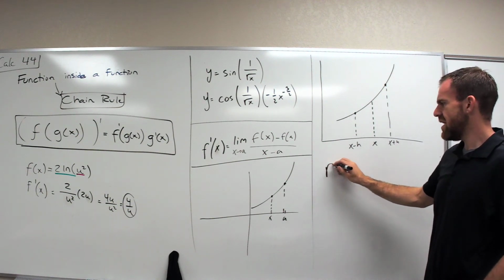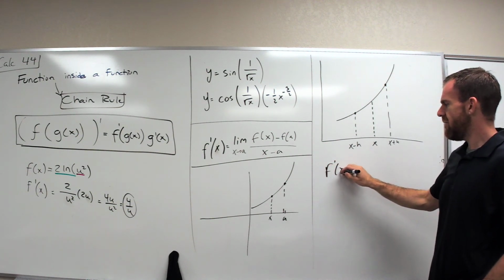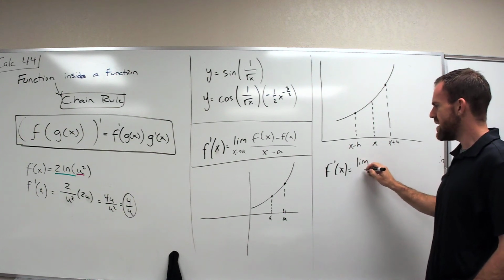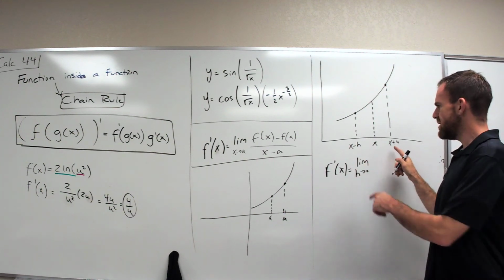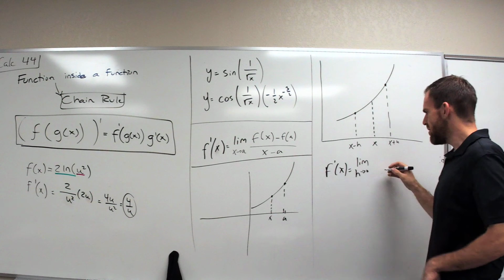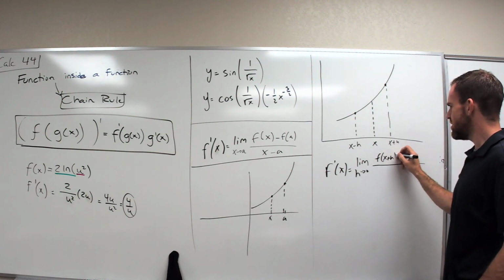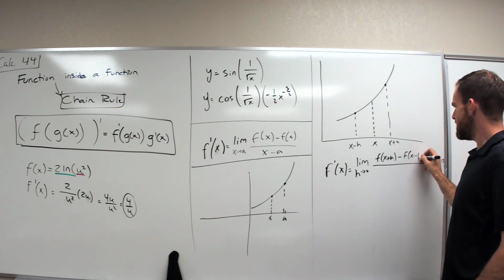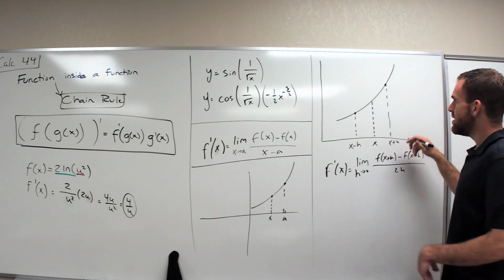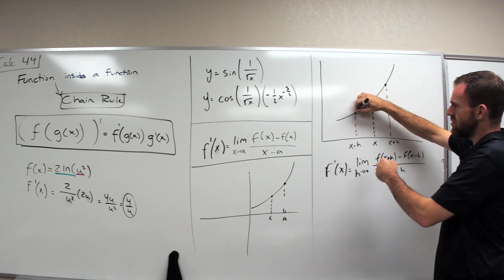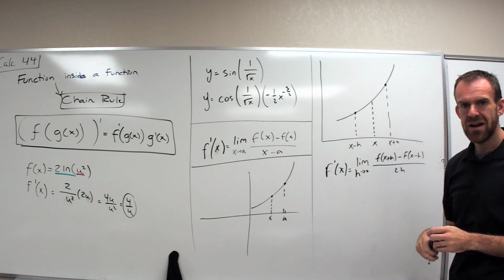So this one is f prime of x is the limit as h approaches 0. So you want these points to get closer and closer of f of x plus h minus f of x minus h over 2h. Again, you're just taking the slope between these 2 points. So y2 minus y1 over x2 minus x1.